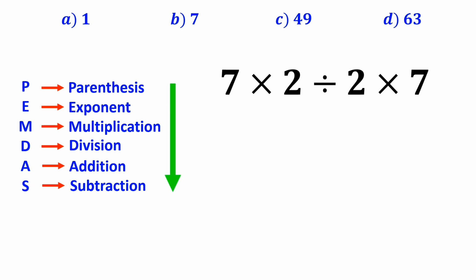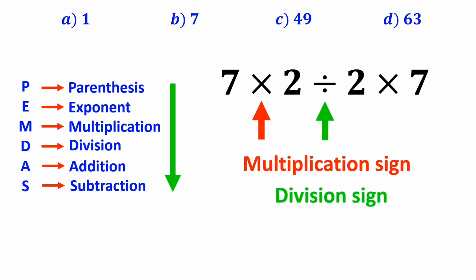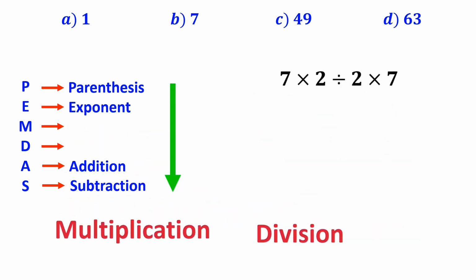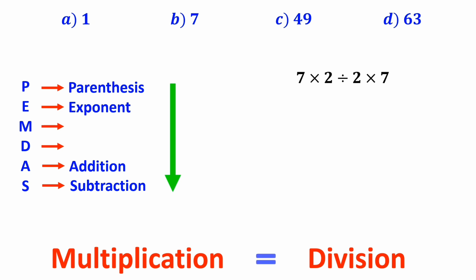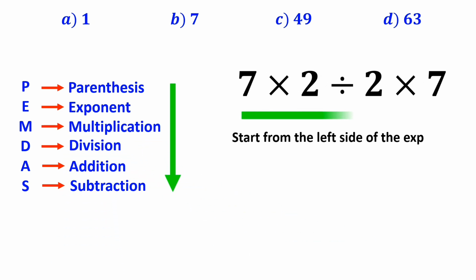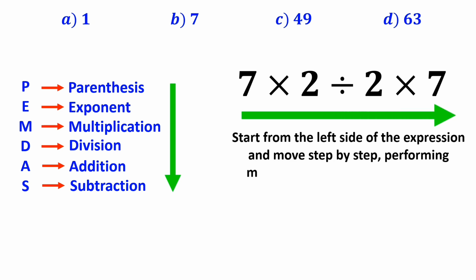Alright, as you can see in the image, we have a multiplication sign, then a division sign, and again another multiplication sign in this expression. It's really important to understand that in the PEMDAS rule, multiplication and division have the same level of priority. In this case, the best thing to do is to start from the left side of the expression and move step by step performing multiplication and division in order.